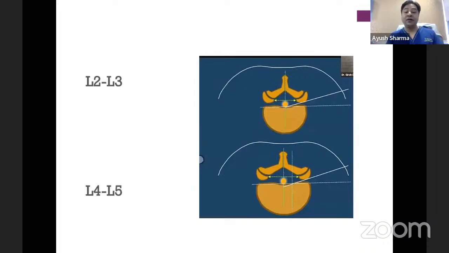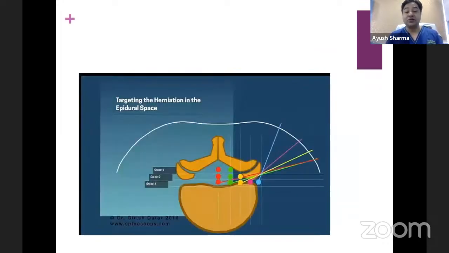Again, if you are doing an L2-3 level compared to an L4-5 level, if you want to reach a central disc somewhere here, it is much easier to do at L2-3 level, because in the transforaminal anatomy the two sides are much closer. But look at this slide. If you are doing it at L4-5 level and you want to land somewhere here, it might be a bit challenging. You may need to work on the bone. You take out the bone and then only you can angle it. So these are some of the things you should understand.